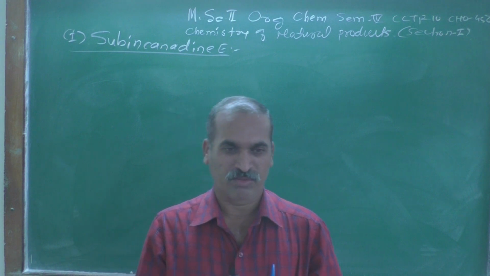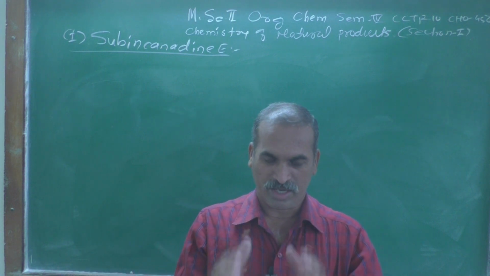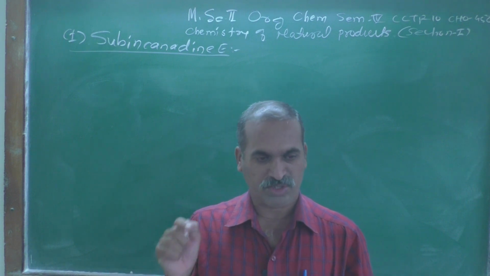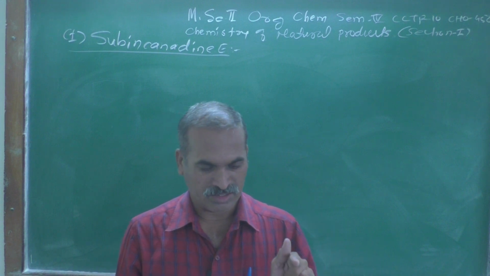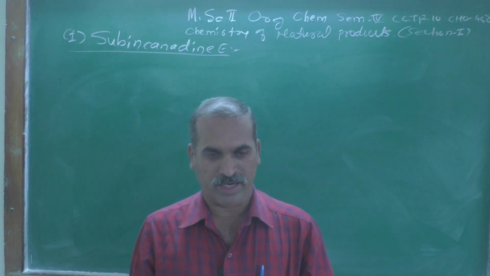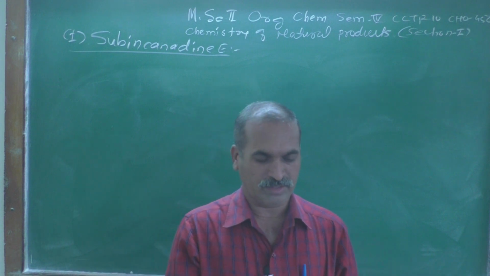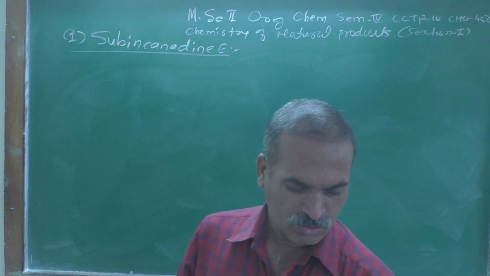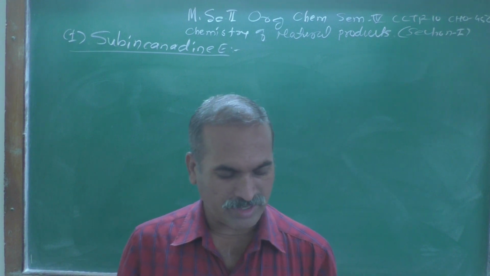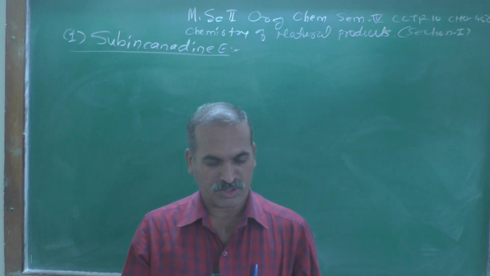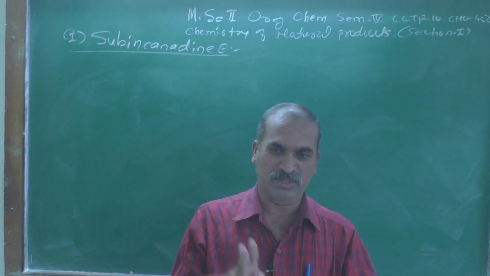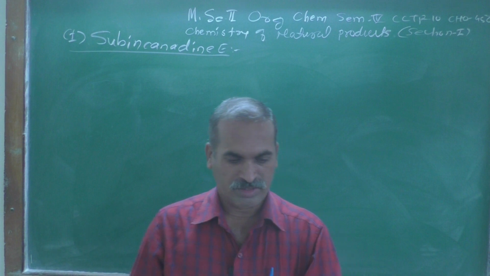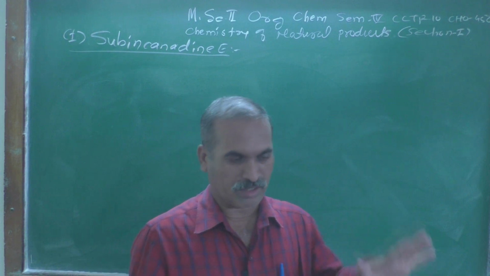Do you remember what we were discussing yesterday? I think we discussed plus minus Subincanadine E, and how we get it. There are two ways to obtain Subincanadine E: one way from maleimide and the second way from acetoxysuccinimide. By using these two precursors or starting materials, they have derived that target molecule.